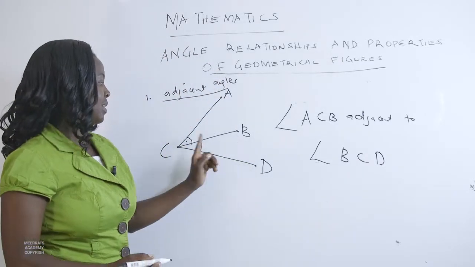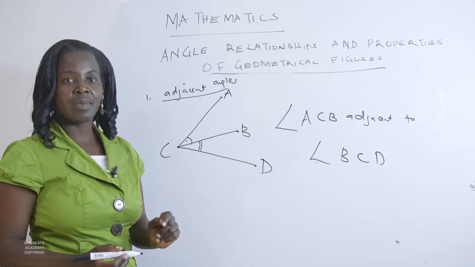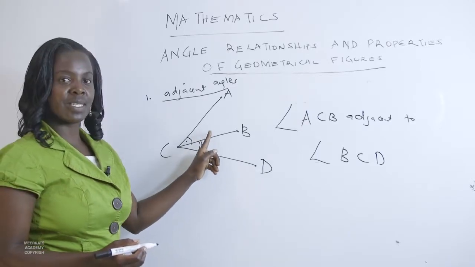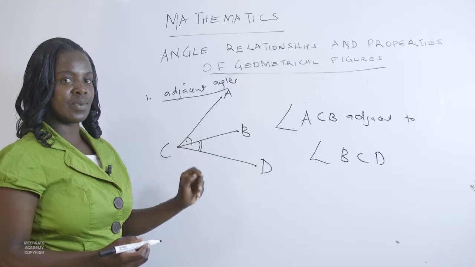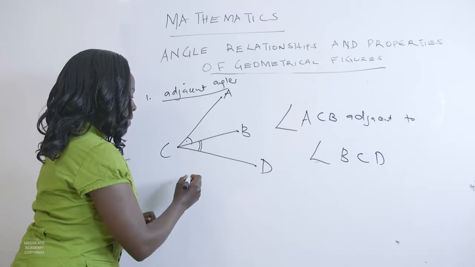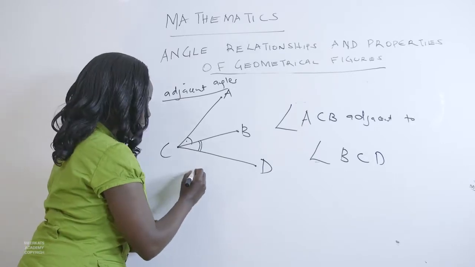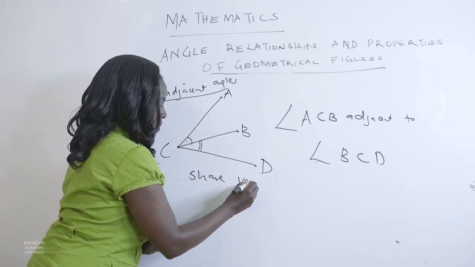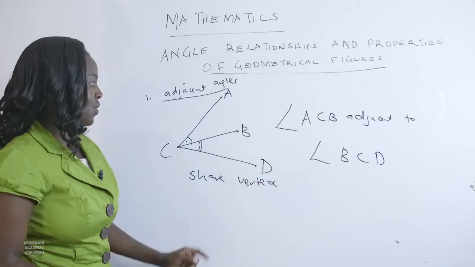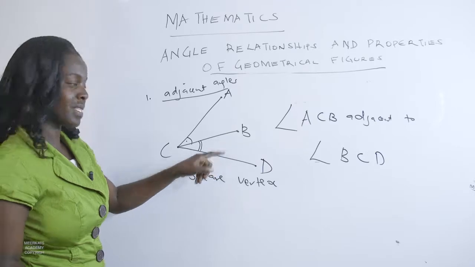Adjacent to angle BCD. What do we mean by adjacent angles? We mean they are angles next to each other. Angles next to each other means they will share a vertex, and they will also share a common side.